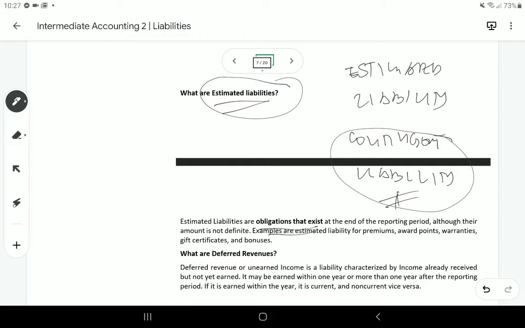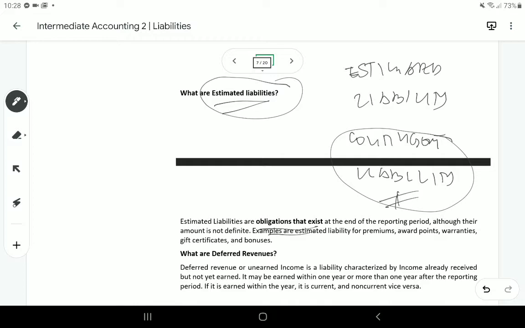is a liability wherein the existence of a liability is dependent on the happening of a certain event. Again, I repeat, a contingent liability is a liability that may exist dependent on the happening of a certain event.